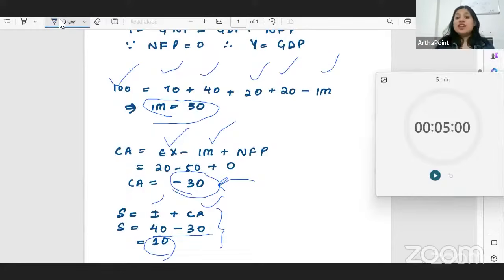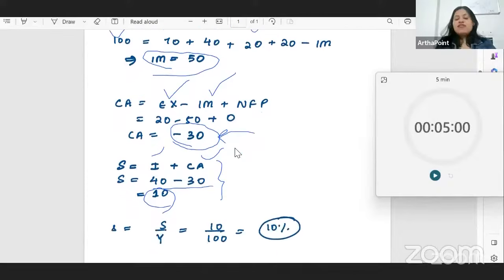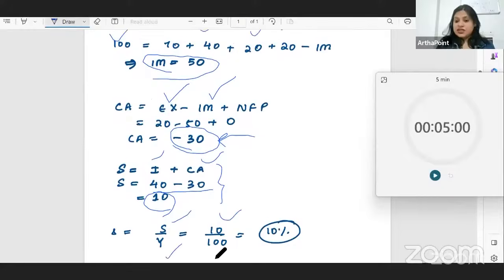Now, what is the savings rate? The question is asking. Rate is always as a proportion of GDP. So savings rate will be savings, which is 10 in this case, by income, which is 100 in this case, GDP, into 100. So that will come as 10%. This is the answer to your question. Answer should be 10%.